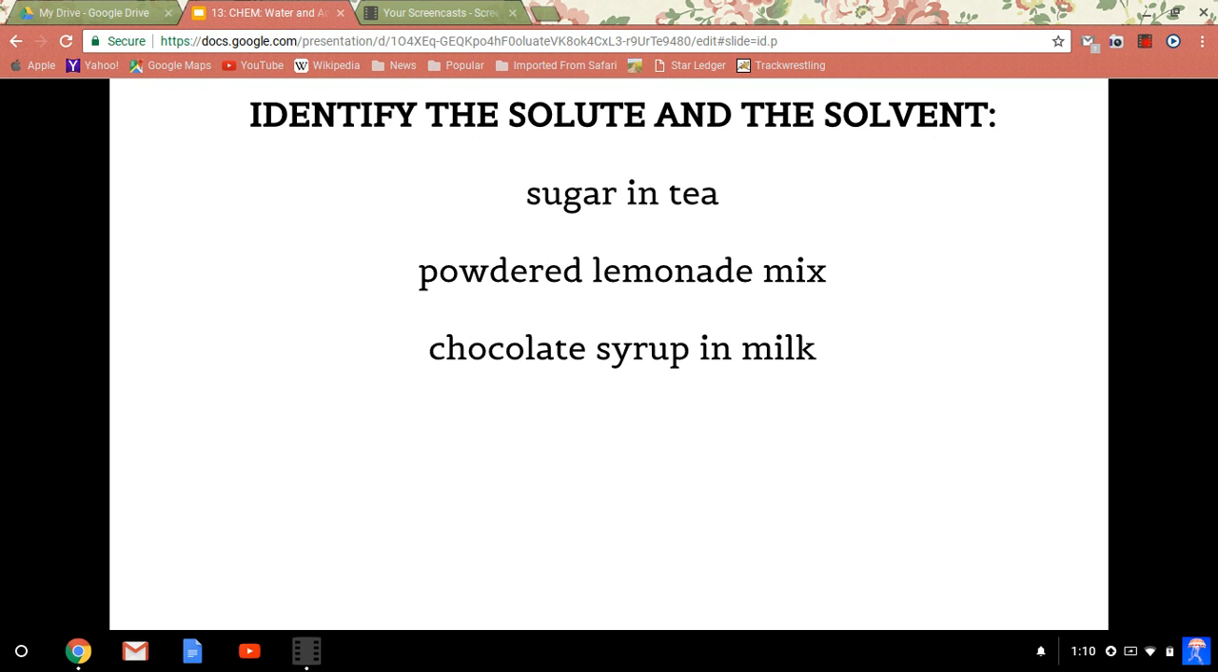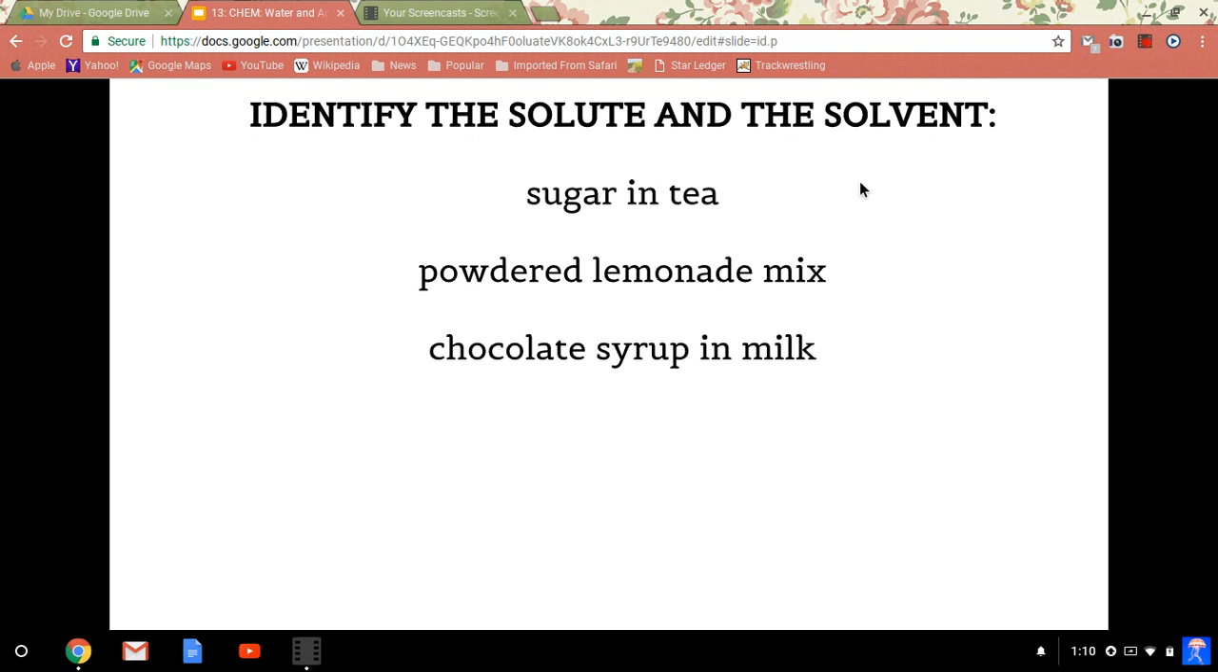All right, so let's take a look at these three. We have sugar and tea, powdered lemonade mix, and chocolate syrup and milk. So our solute, the thing that gets dissolved, in sugar and tea would be sugar, and the solvent would be the tea or water, pretty much. So this would be an example of an aqueous solution.